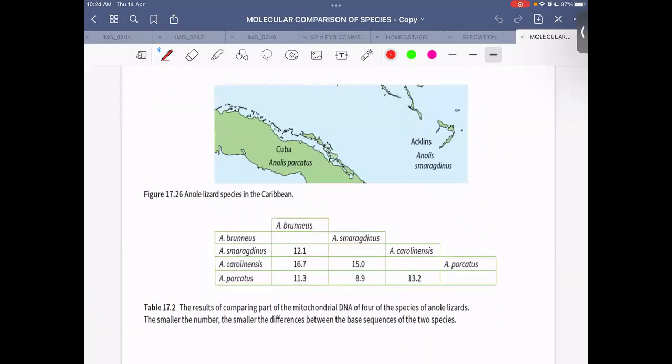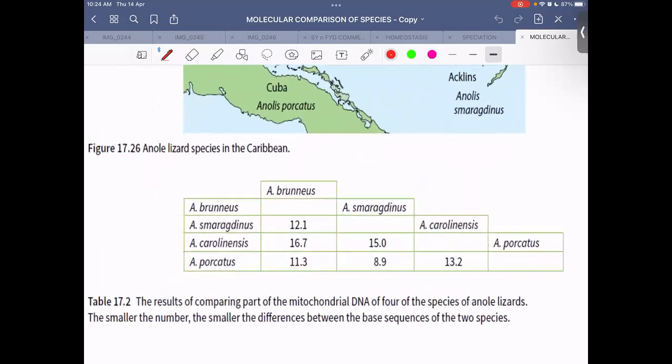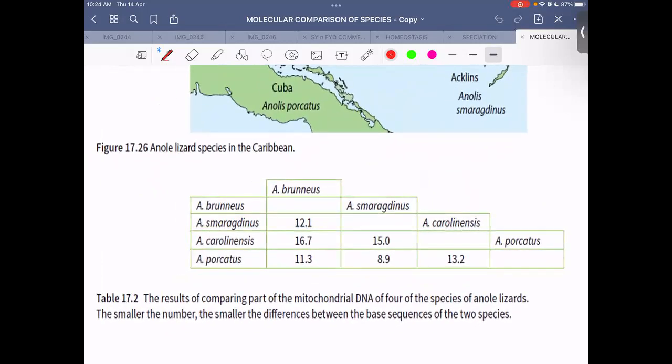Let's look at this table. You should know how to read this table, and I'll tell you how we can do it. Now just look here. We are supposed to compare the part of the mitochondrial DNA of 4 of the species of these anole lizards, and these numbers are giving us the differences between the base sequences of the mitochondrial DNA between 2 species. For example, there is a number which is 12.1, right?